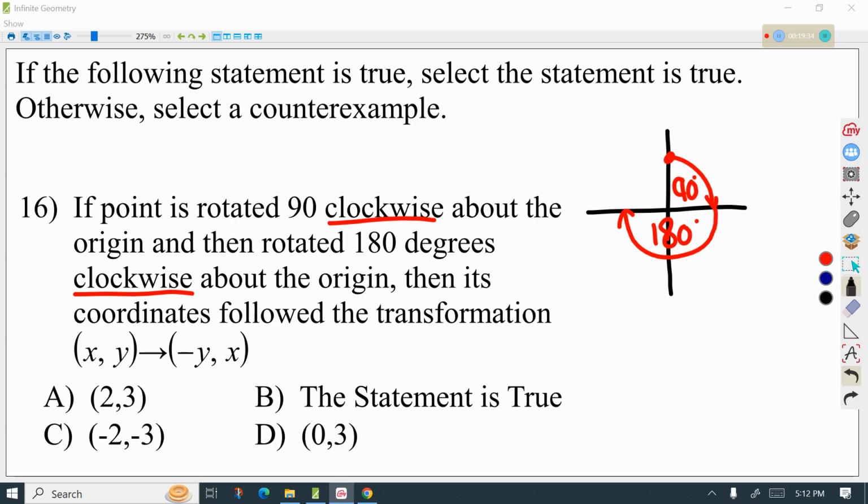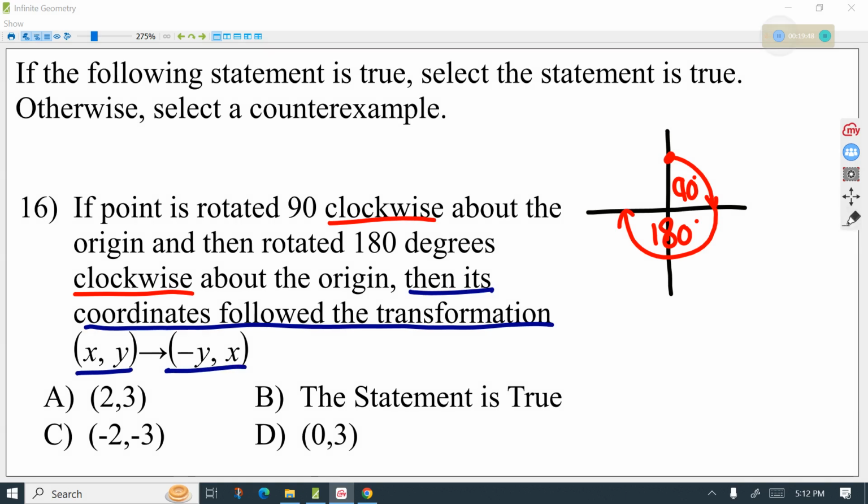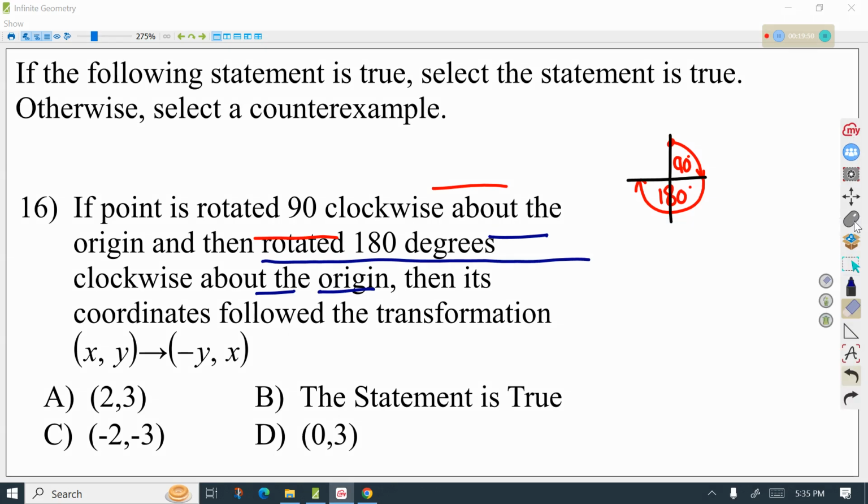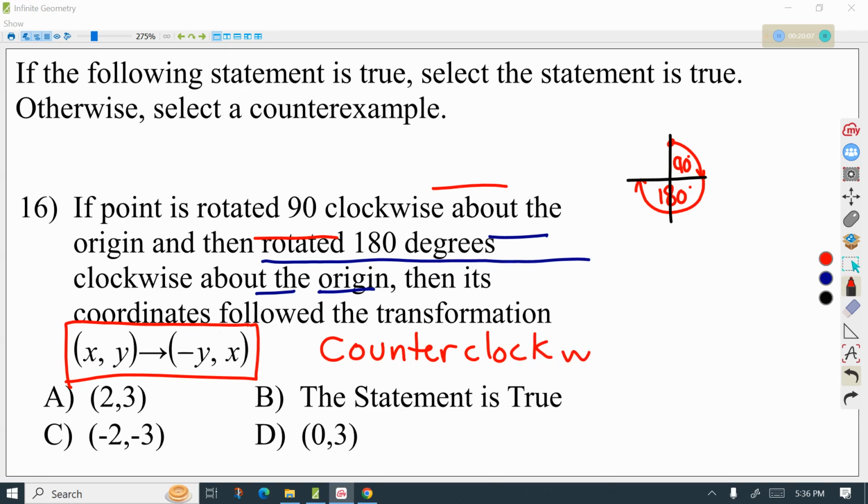Well, what's going to happen? Where are we at? Okay, if I do the next one, it says that then its coordinates follow the transformation (x, y) turns into (negative y, x), right? So our rotation that we have down here, this one represents a counterclockwise 90 degrees, right? So let's think about what this is trying to tell us. This is telling us that this red motion that we've done, right, would be equivalent to a 90 degrees counterclockwise.